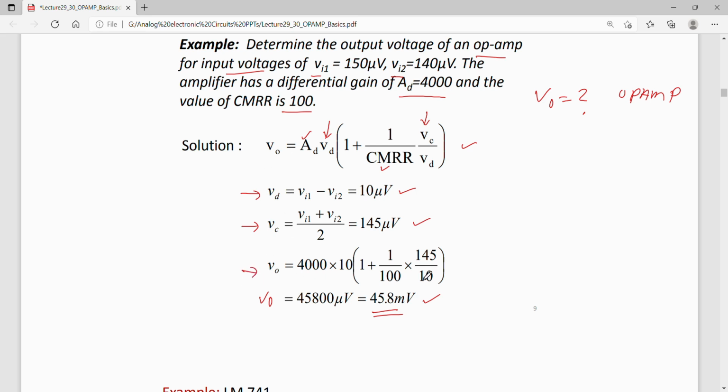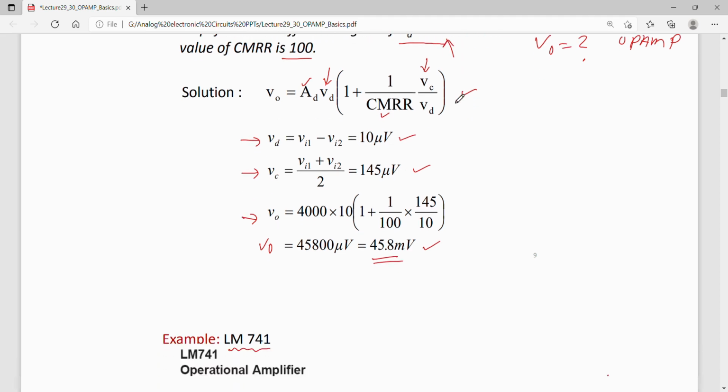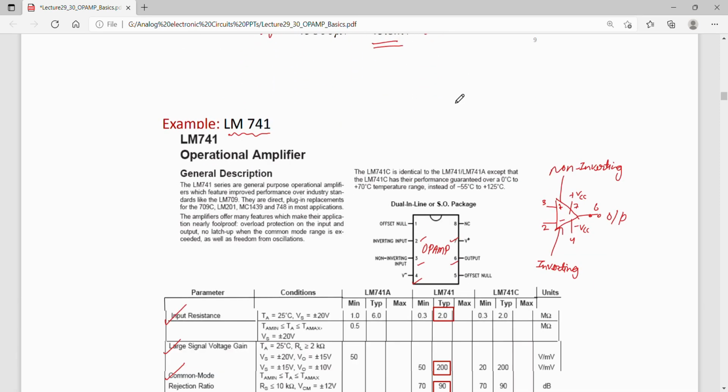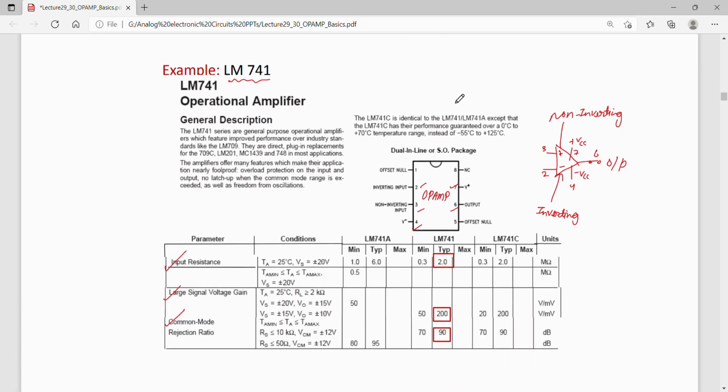Now V0 is found as 45.8 millivolts. So the input was very low, in microvolts, and the output we are getting is high, in millivolts. This is possible because of the gain of this op-amp, which is 4000 currently. So the output is decided by the gain of this op-amp in this open loop configuration.